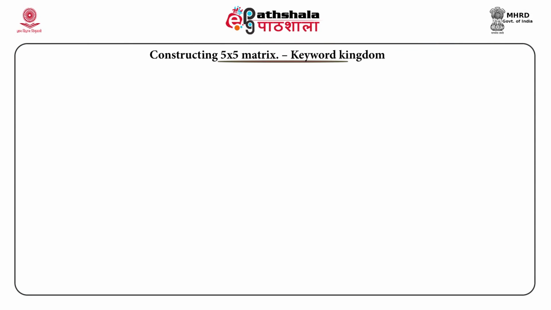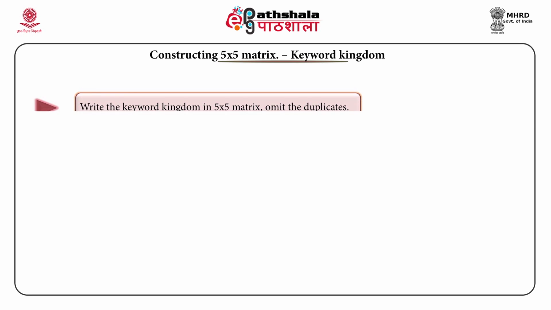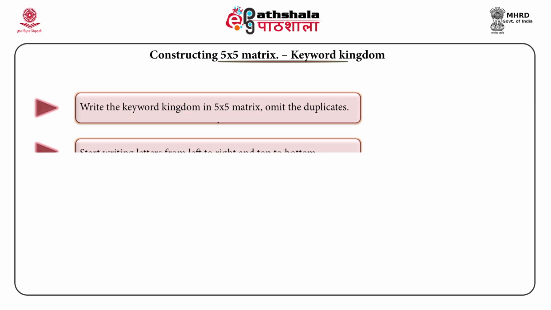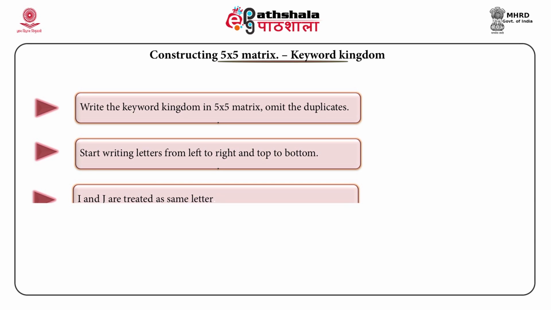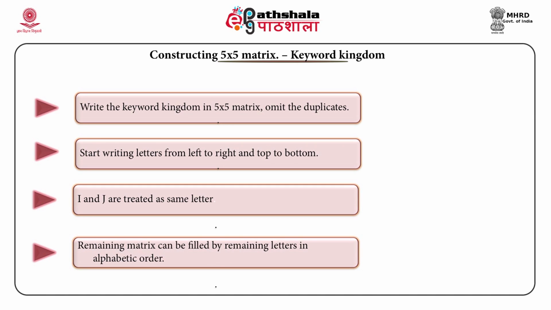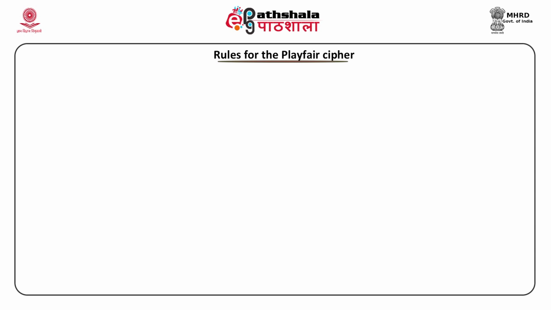Once you are ready with the matrix, the next step is how to encrypt. The first rule is clear: while you are putting the key in the 5 cross 5 matrix, omit the duplicates. The second is to start writing the letters from left to right and top to bottom. I and J are treated as the same letter, and the remaining matrix is filled by the remaining letters in alphabetic order. I just repeated the steps which we observed while building a 5 cross 5 matrix. Now come the rules for the Playfair cipher.